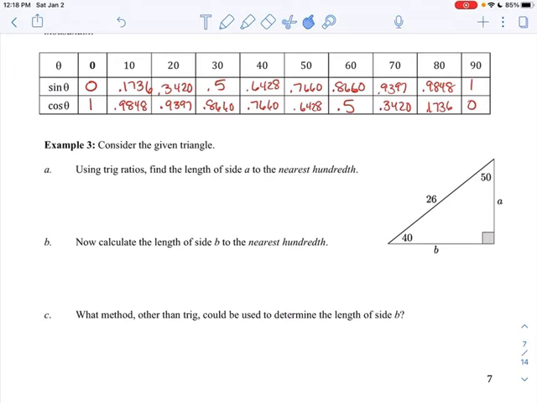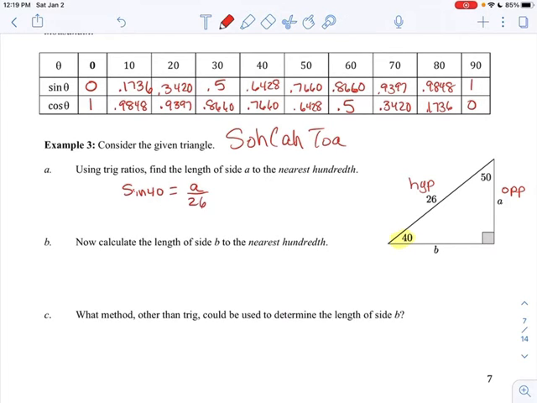All right, so here's what I got. I'm going to use this angle right here, 40, as my reference angle. So if I'm using 40 as my reference angle, this is opposite and this is hypotenuse. Therefore, I'm going to use sine. Remember, SOHCAHTOA. So the sine of 40 equals opposite, which is A, over hypotenuse, which is 26.